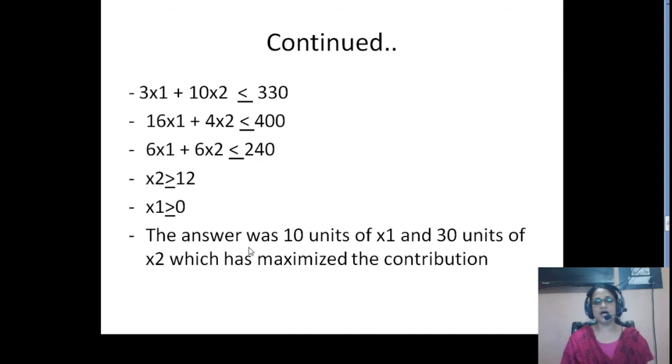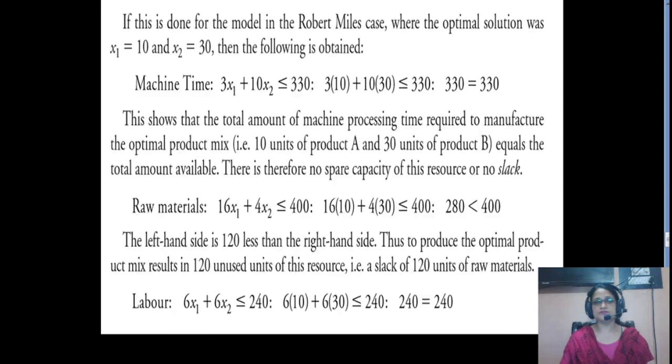So in that question, the answer was at point C, where the number of units for product A, x1, was 10 and the number of units for product B was 30 units, right? So at this point, the contribution was maximized. Now students, let us understand what further information can be derived from these equations. Now, this is what we have done, right? So machine time will be 3x1 plus 10x2 less than or equal to 330, right? If we put the values of x1 and x2 in this equation, what will we get?